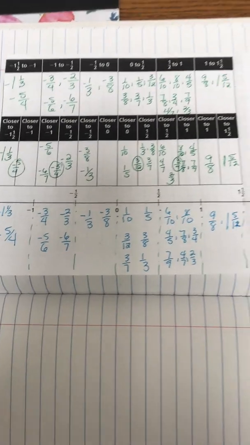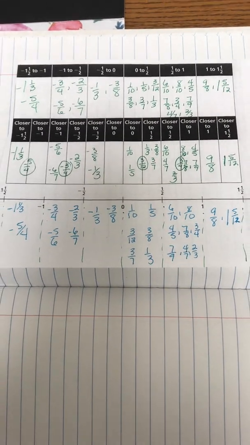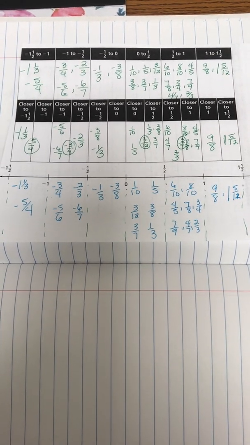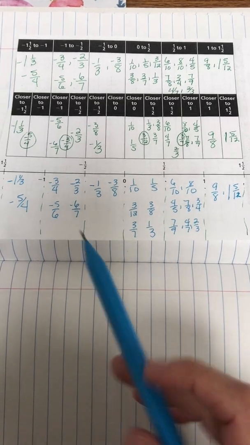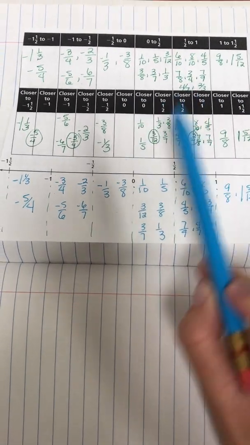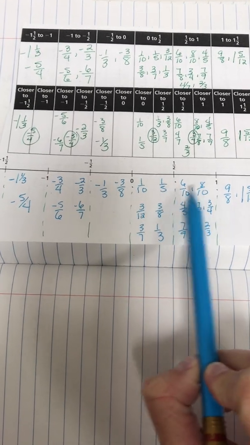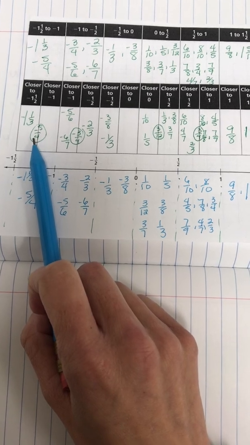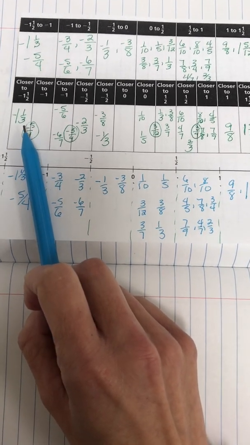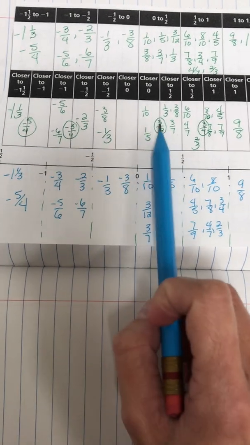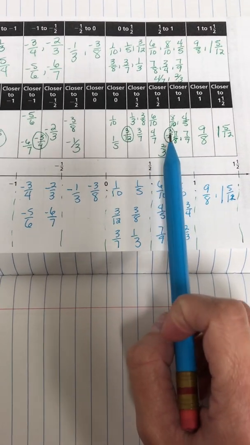So you should have in your notebook this chart with all of our fractions. We placed our fractions and mixed numbers on a number line. We even had some negative fractions. We placed them on our number line, told what benchmarks they were between. Were they between 0 and a half, half and a 1, and so on. And then we filled out this bottom part of the table and told which benchmark they were closer to. And some we found were in the halfway mark, and that's these that are circled, okay?